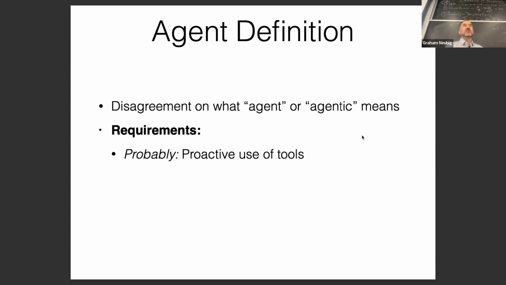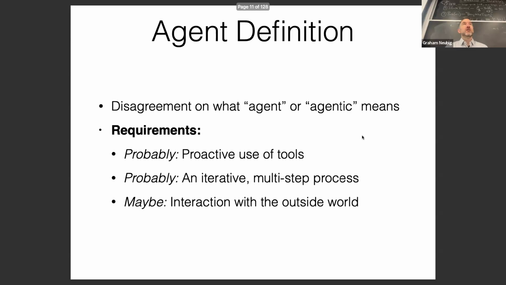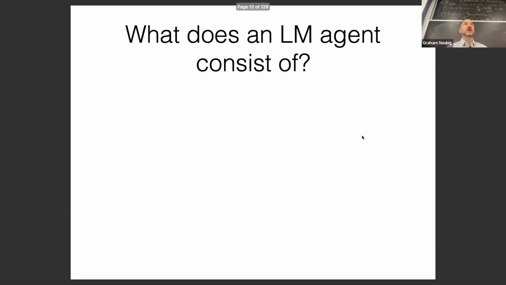So one is that it proactively uses tools, and those tools are often used to observe or act in the environment. Another one is probably an iterative multi-step process. Maybe interaction with the outside world, although there are some cases where people have been saying agent or agentic workflow where it's not really interacting with something that's outside of the current environment that the LLM is in. So I'll explain what I mean about that in a second.